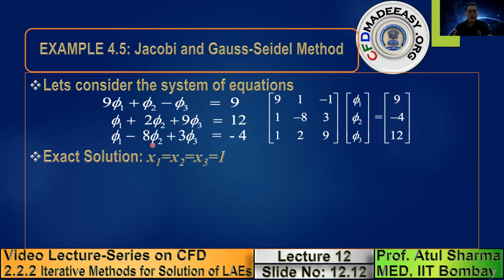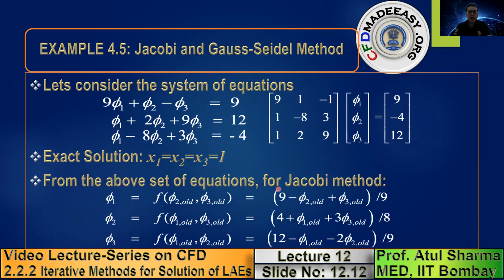This is a simple system of equations. You can solve it by pen and paper. And we know that the exact solution for this is x1, x2, x3 equal to 1. So this is a problem where we want to test how good our iterative method is. We already know the solution, and we'll compare our numerical solution from the iterative method with this exact solution.